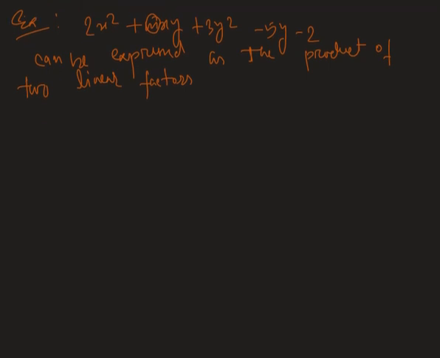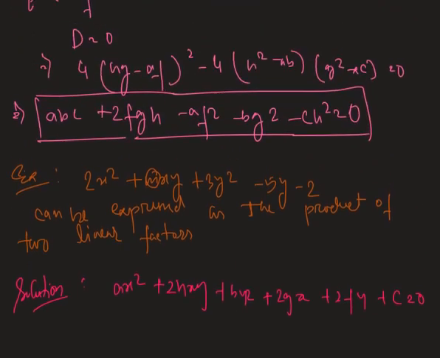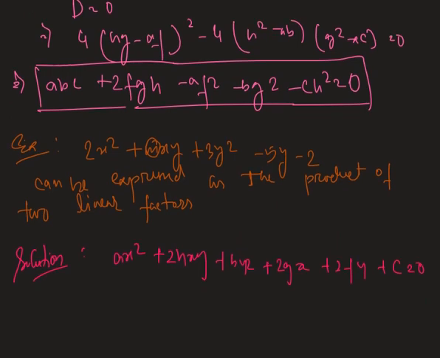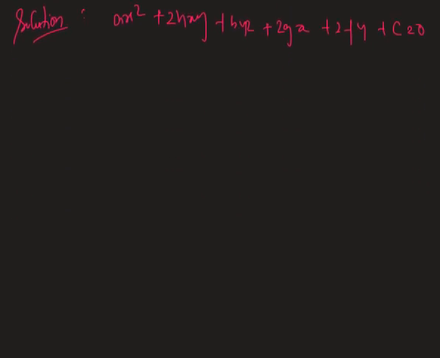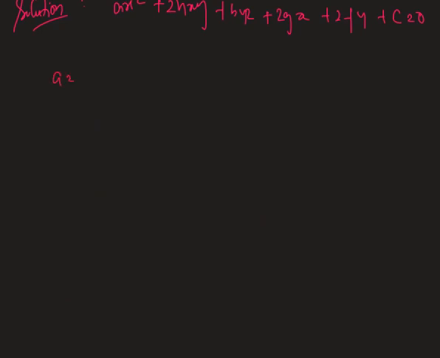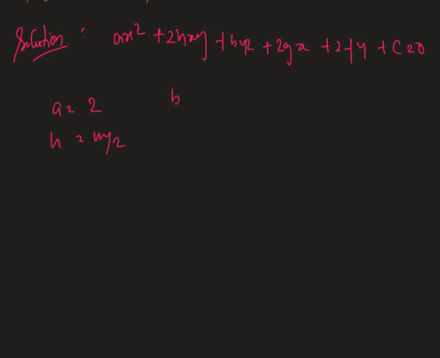So start the solution. Comparing the given equation with ax square plus 2hxy plus by square plus 2gx plus 2fy plus c equal to 0, that is the required condition, after putting the values of a, h, b, c, f and g, we get a equals 2, h is equal to m by 2, b is equal to 3, c is equal to minus 2, f equals minus 5 by 2 and g is equal to 0.